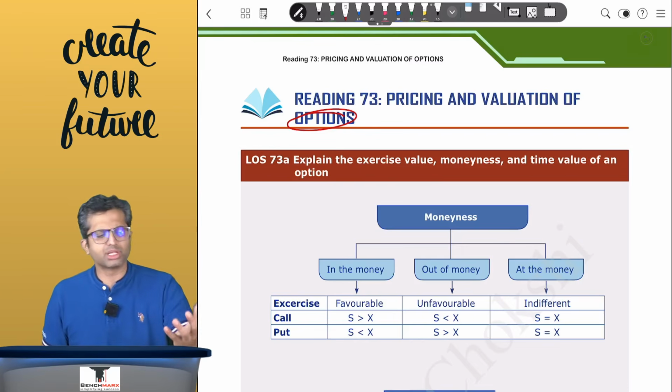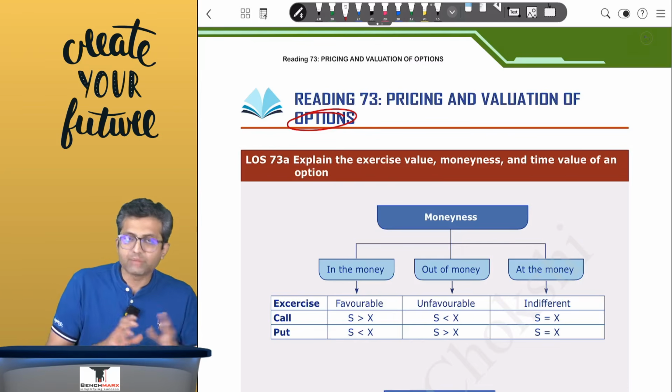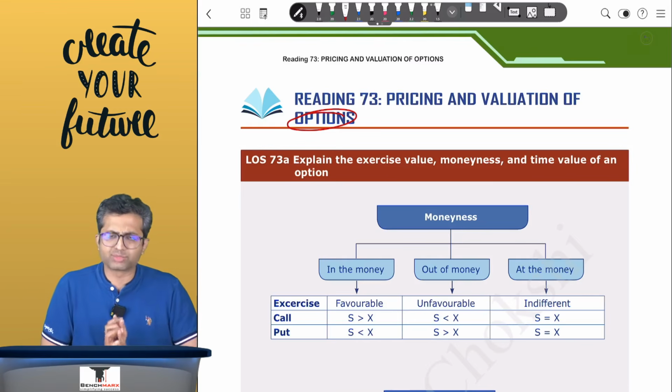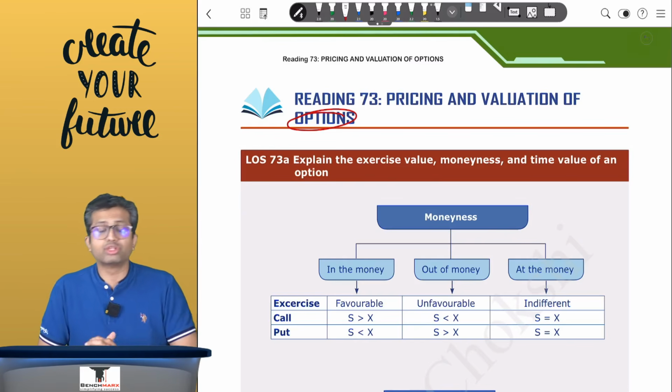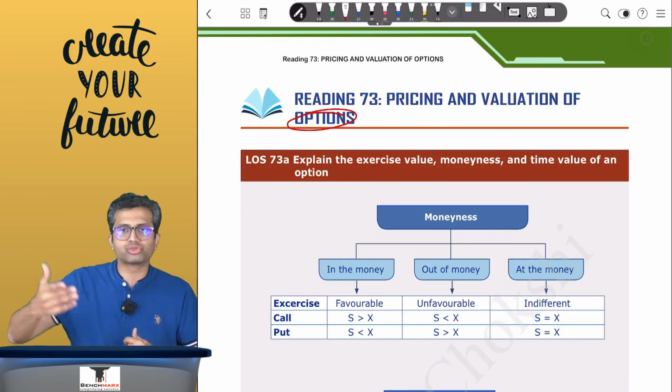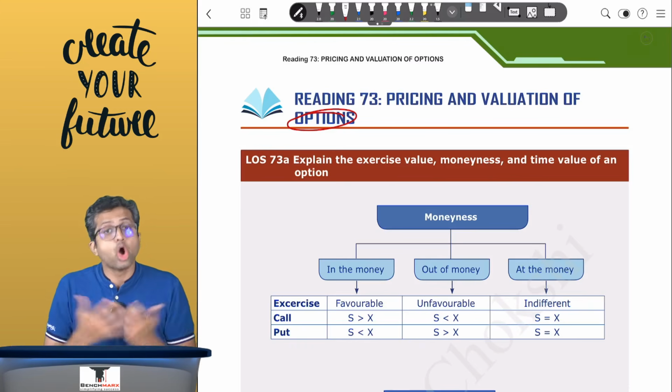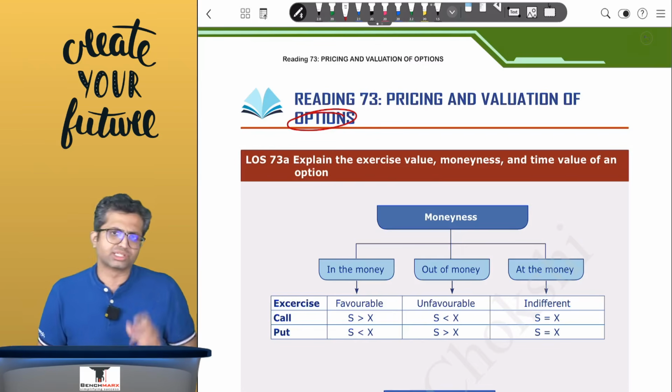We have discussed earlier, moneyness would be the option being at the money, where the strike price or the exercise price is equal to the spot today, or it is in the money, where the option is likely to be exercised. Like for a call option, the spot price is greater than the exercise price, it is in the money. Or for a put option, the spot price is less than the exercise price, it is in the money.